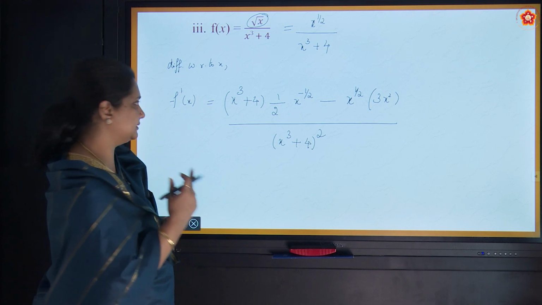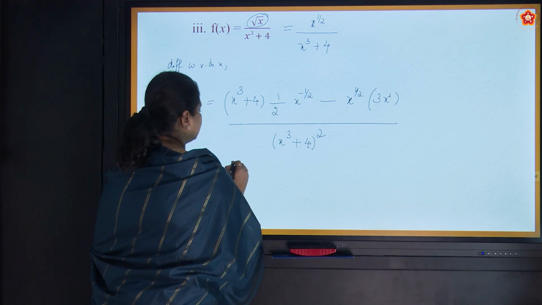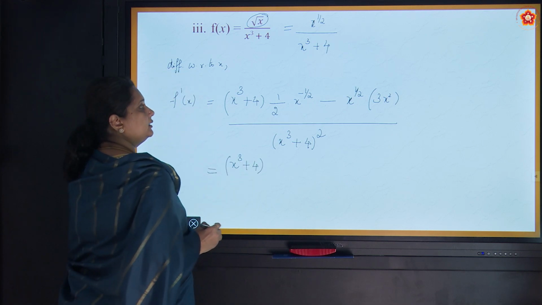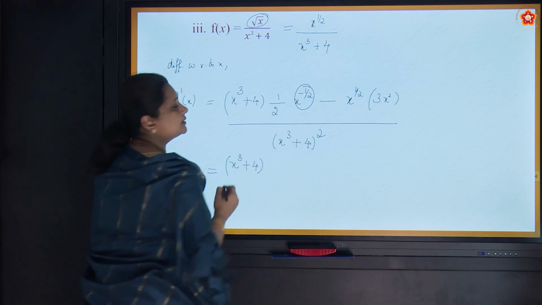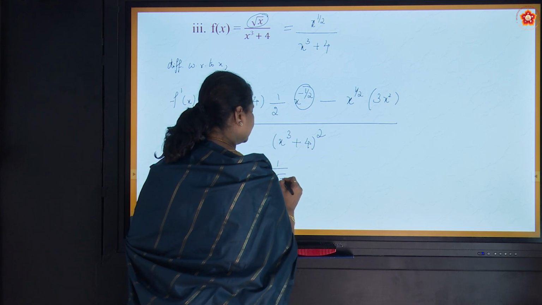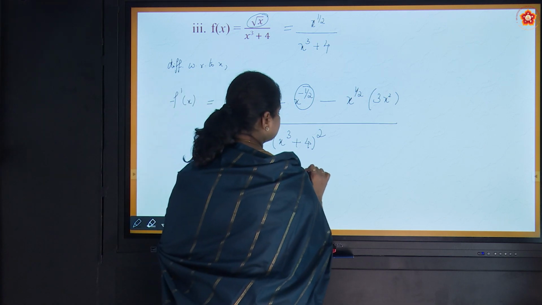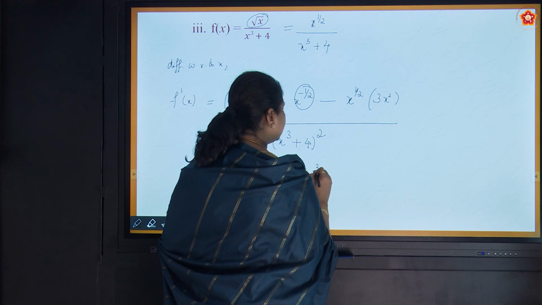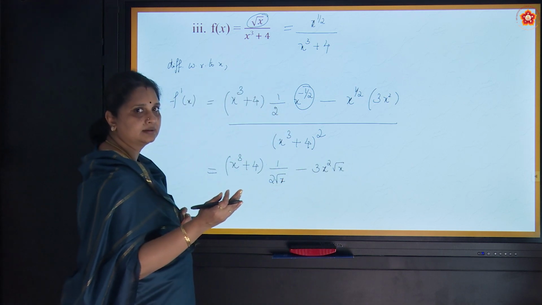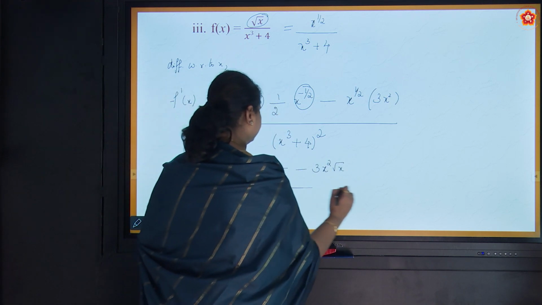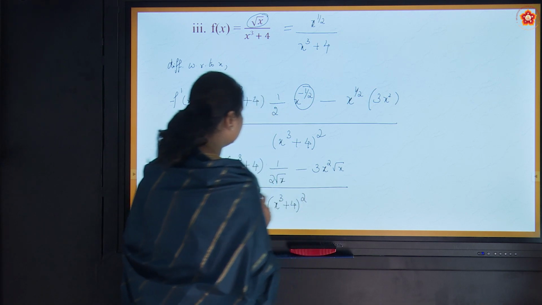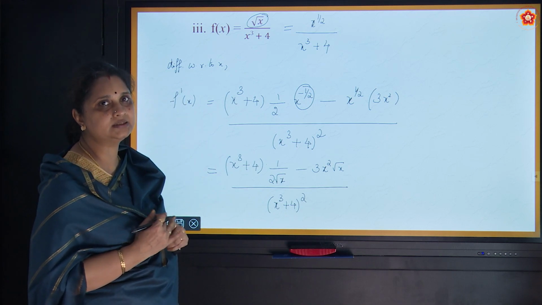Now how do I express this? So it's x cube plus 4 into this one, I'll have to express it as a positive part. So it's 1 by 2 root x minus, this one is 3x square root x. I'm just rewriting it by x cube plus 4 the whole square. Even now the presentation is not complete.